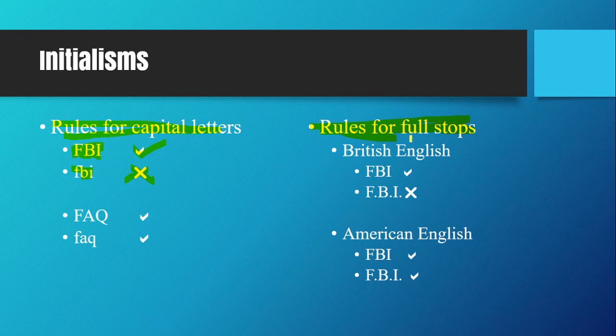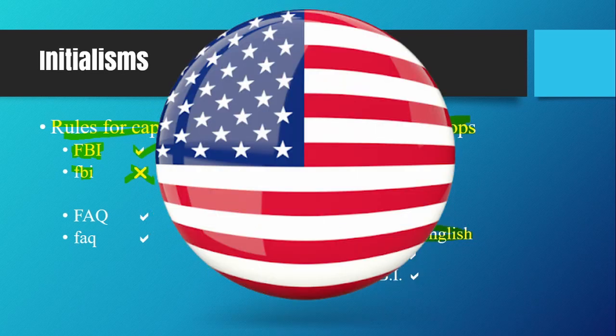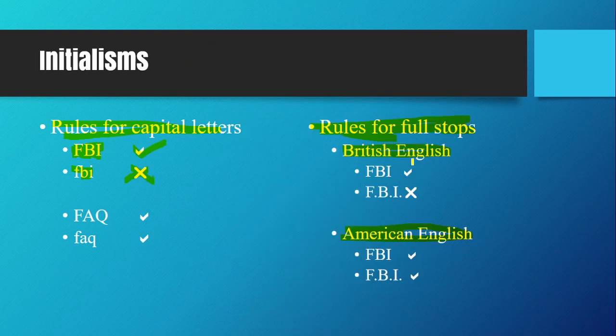Okay, let's talk about now rules for full stops. Full stop is used according to the two mostly dominated Englishes, that is, British English and American English. In British English, we don't use full stops between each letter for initialism. If we are putting full stops in between letters, then it would be considered incorrect. So, in British English, FBI without full stops is correct, and FBI with full stops is considered incorrect.